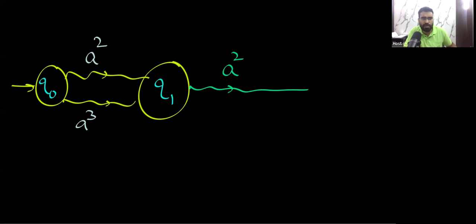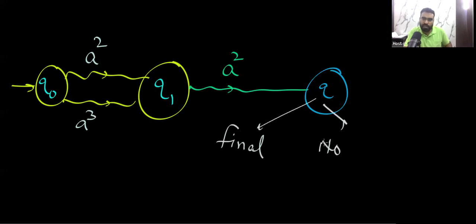Means from this state q1, where will I go on a power 2? Should I go to final or non final? If I go to final, then problem. If I go to non final, then problem. Yes or no? Is this clear?